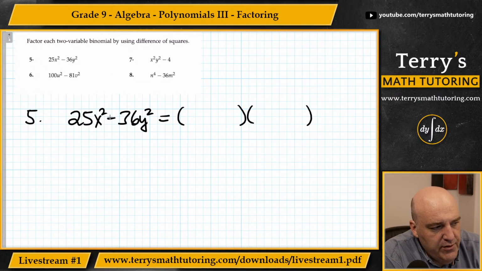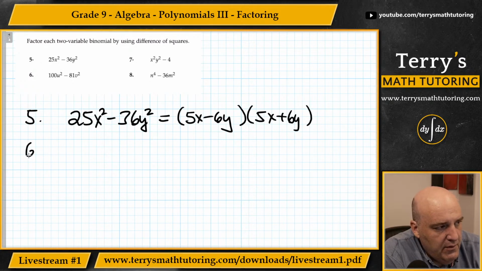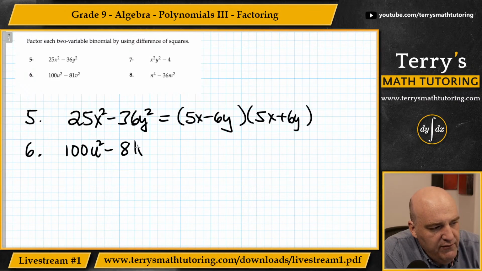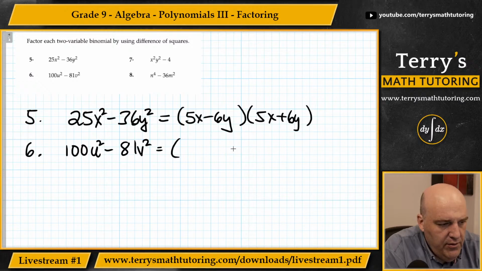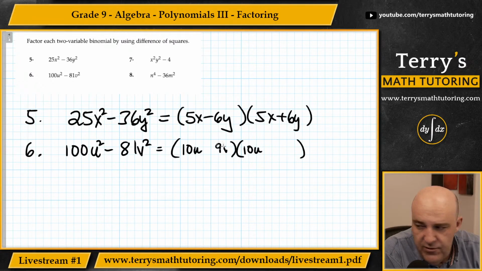So what is the square root of this? 5x. What's the square root of this? 6y. So 5x minus 6y, 5x plus 6y, or the other way, up to you. 100u squared minus 81v squared. Real easy. The square root of this is 10u. So I know 10u goes first on both of these. The square root of this is 9v. So 9v goes in here and here. And then one's minus and one is plus.